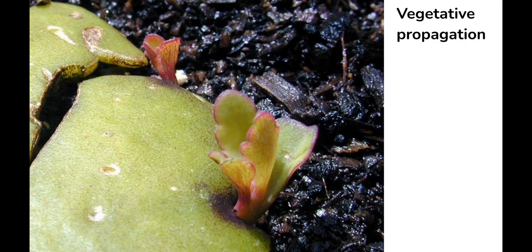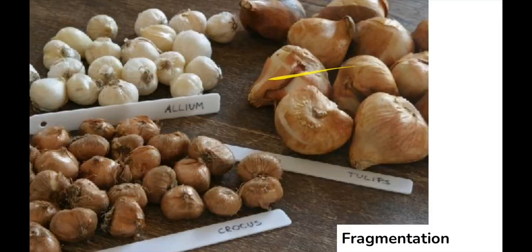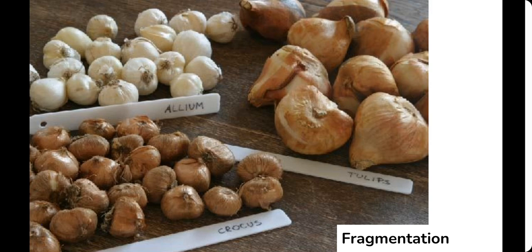Or these new baby plants can develop on some parts of the leaf, and they fall down and start to grow. Also, it does not take long to develop. No need to wait for seeds to form. And fragmentation. It can be natural fragmentation, like garlic, which can be naturally fragmented, or it can be cut into pieces, like some tubers.